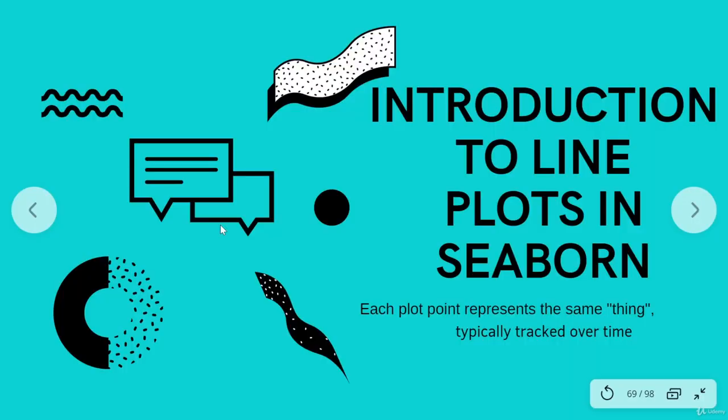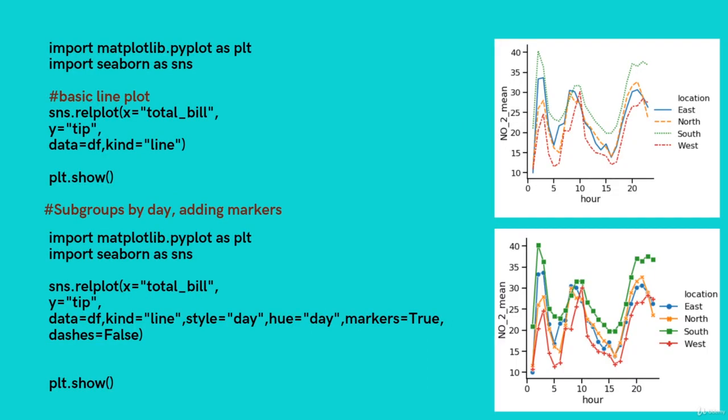Now, let's discuss something about the line plots. As I told you earlier, with the help of the relplot function, you can prepare different kinds of plots. You don't need to change the function, only change the kind parameter. Whether you want to produce a scatter plot or a line plot or whatever, you simply change the kind parameter. Line plots are plots where each point represents the same thing, typically tracked over a period of time. How that particular variable has differed over time is what is shown with the help of line charts. Line plots are the most used type of plots in the industry, much more used than any other type.